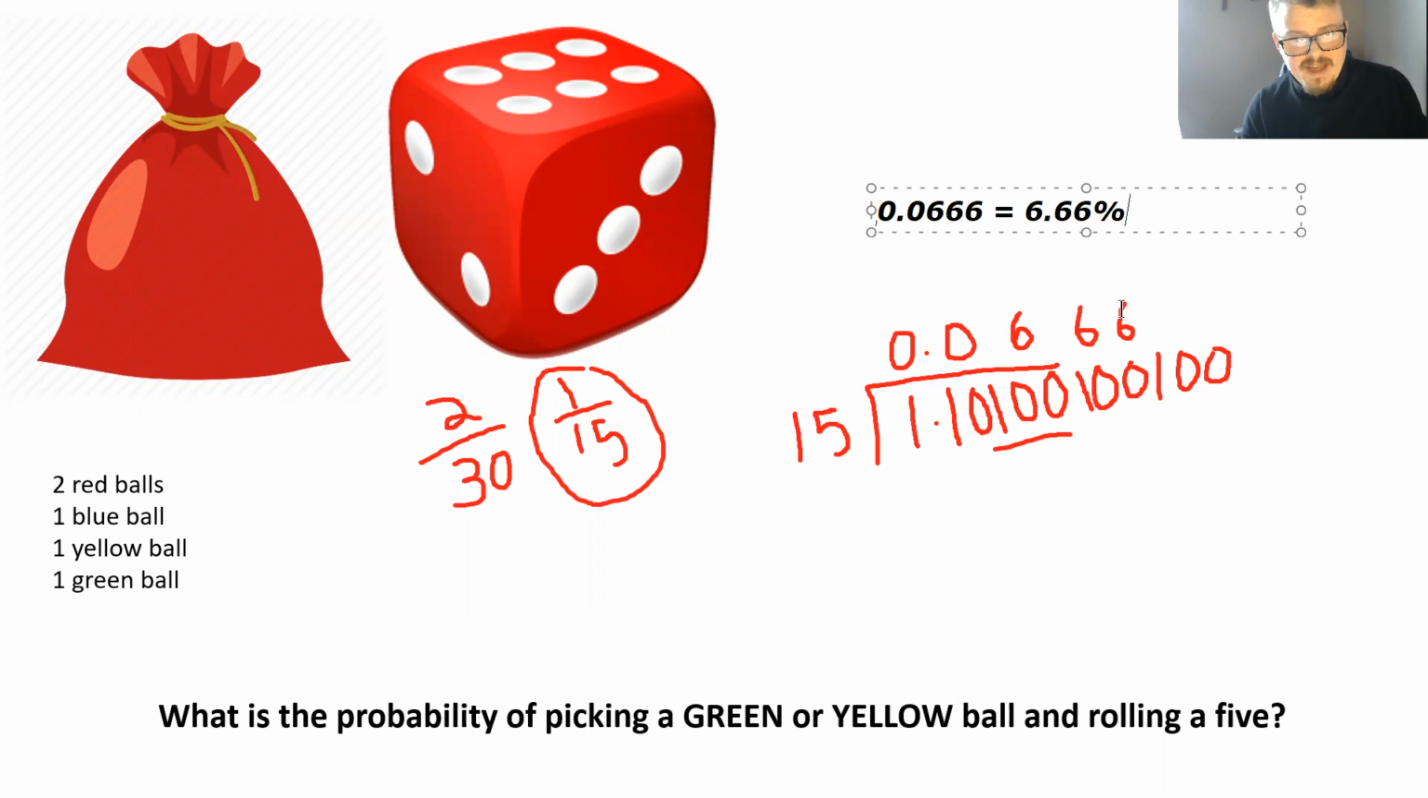Okay, so we can see that our chances of winning this game are 6.66%, which means we don't have a great chance of winning this game. Let's keep our pound. Let's not gamble it. We're probably not going to win. Okay, so I hope that made sense. Let's just have a look at one more.